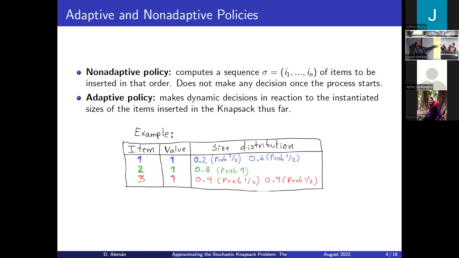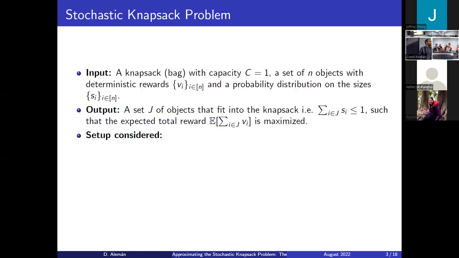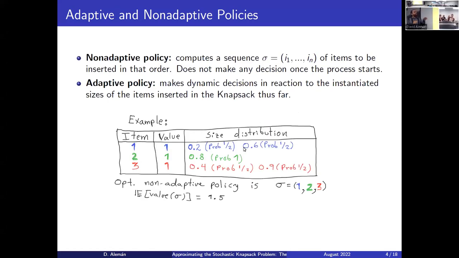we are always going to be allowed to insert the first item, because its size is going to be either 0.2 or 0.6. We'll never be allowed to insert the third item, right? So both possible combinations, 0.2 plus 0.8 and 0.6 plus 0.8, already surpass the allowed capacity of one. But now with probability half, we get to insert the second item. And that happens when the size of item one gets instantiated to 0.2. And with probability half, we are not going to be allowed to insert the second item. So with probability half, our value is one, and with probability half, our value is two. So the expected value is 1.5.